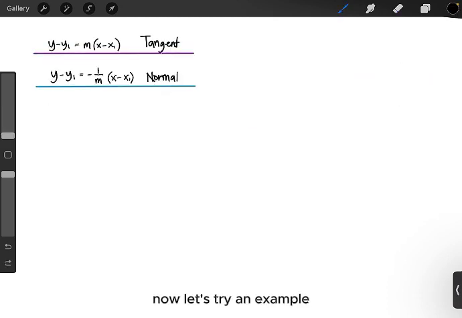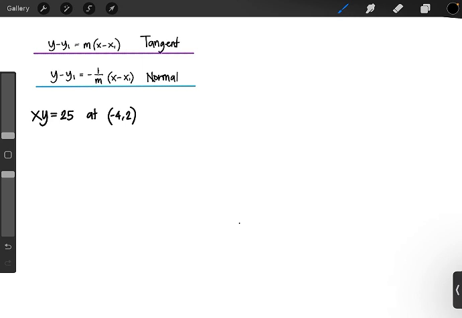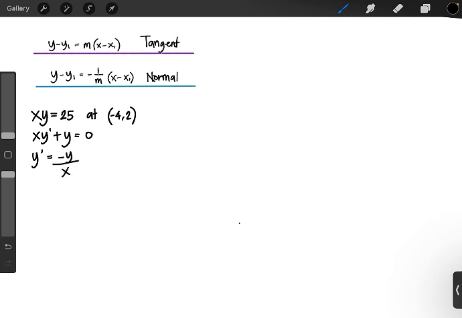Now, let's try an example. Let's say we have the equation of the curve xy equals 25 at the point -4 and 2. First, we should find the derivative of the equation. That is, y prime is equal to -y over x.